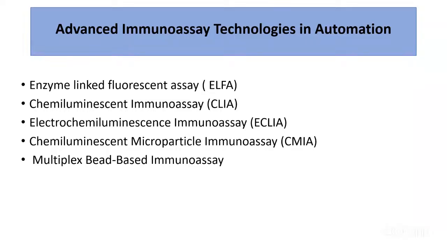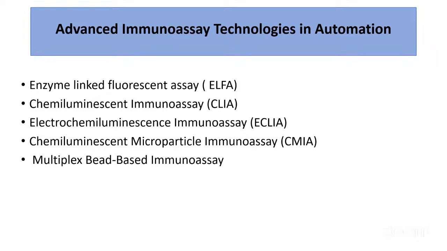So now, advanced immunological techniques, what do we have? I'm going a little fast because it's a bit long, so I want to complete it. Like we have ELFA, as you know, enzymatic fluorescence assay, then chemiluminescence immunoassay, then electrochemiluminescence assay, then chemiluminescent microparticle assay, and multiplex bead-based immunoassay. So more or less, if you see, they all are based on some kind of chemical reaction or electrochemical reaction and the luminescent principle. So we go one by one.